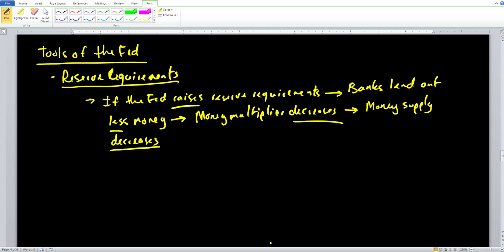As we can see from this entire transition, if the Federal Reserve changes reserve requirements, it's going to cause changes in the money supply. In this case, if they raise reserve requirements, money supply is going to decrease. And as money supply changes, that is one way for the Federal Reserve to conduct its monetary policy.